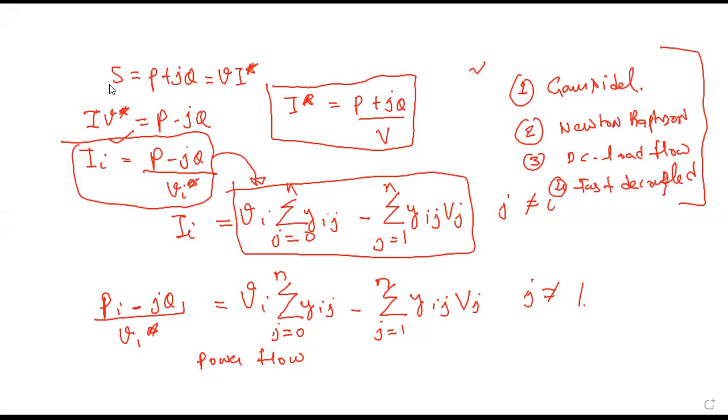This is how S is equal to P plus jQ, with the conjugate, and from where these equations are coming. The most important part here would be about understanding. Do you know about the slack bus, load bus, regulated bus? What is a slack bus? Can you tell me?